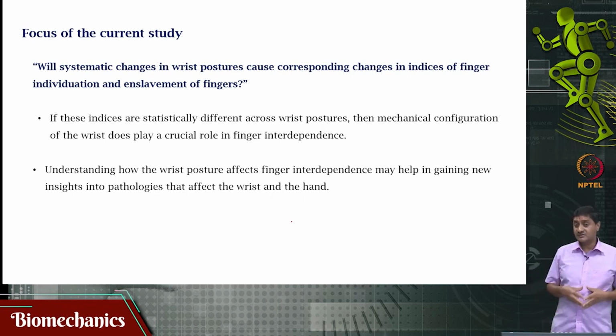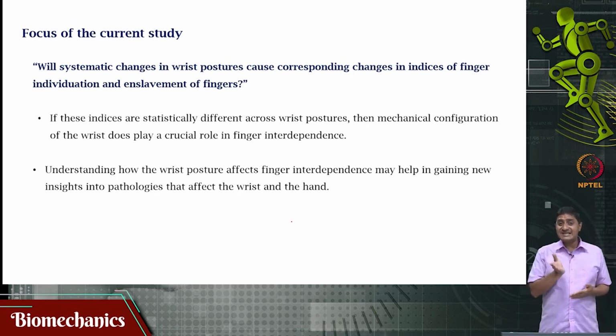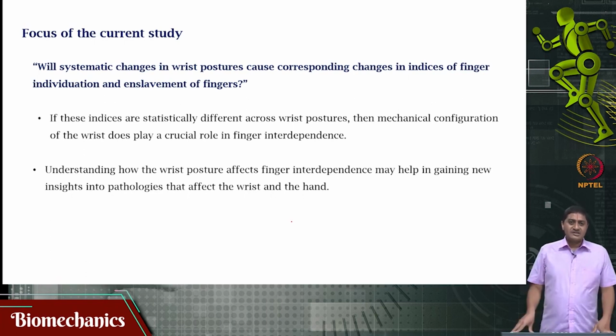So the working hypothesis is that if we change the wrist posture, it will cause a change in the indices of finger interactions. That is, as we look at different postures, we expect to see a statistically different individuation index, stationarity index, and enslavement matrix. This was the expectation. We will stop here for this video.